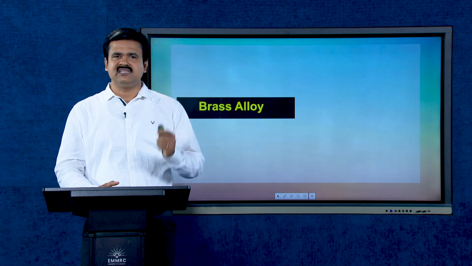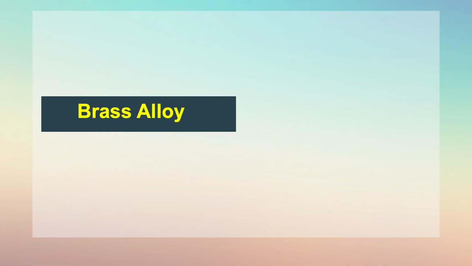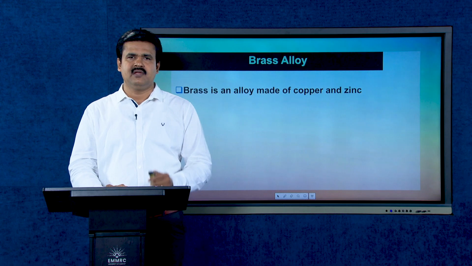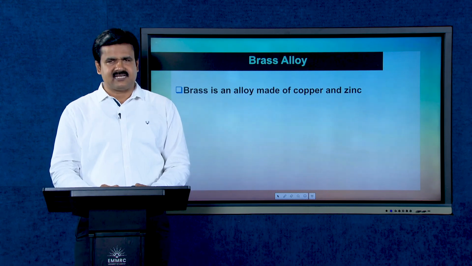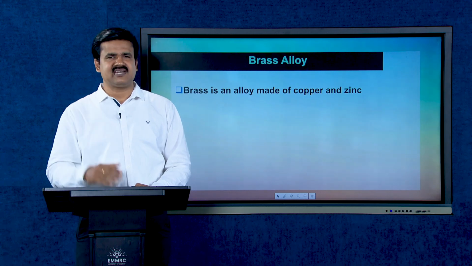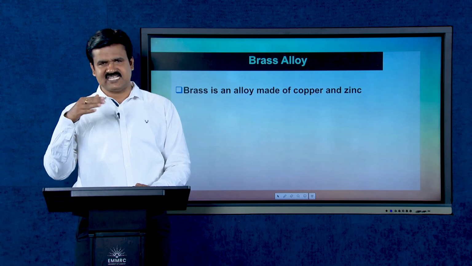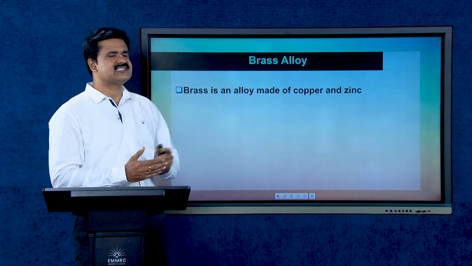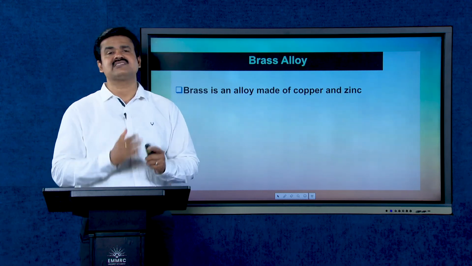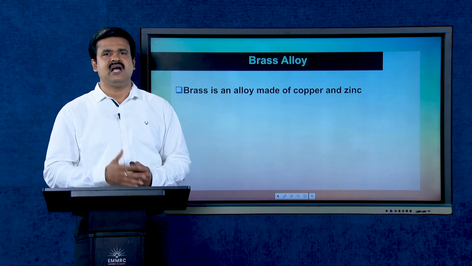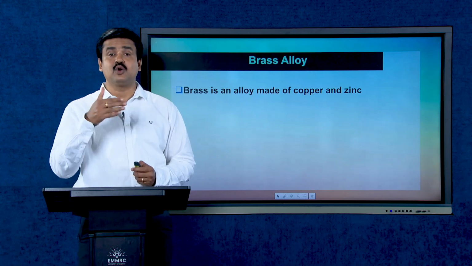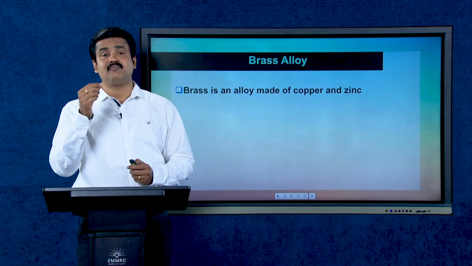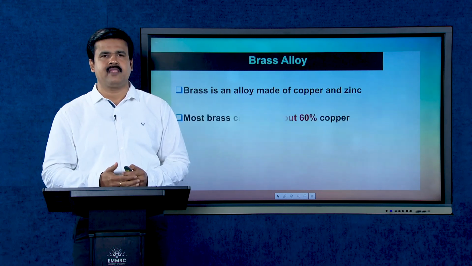Moving on to the description of the alloy brass, that is brass as an alloy. Brass is an alloy made of copper and zinc along with trace quantities of other elements. Even though trace quantities of other elements are present, copper and zinc are the two major components of this alloy brass. And the present experiment is to evaluate the copper content present in a given sample of the alloy brass.